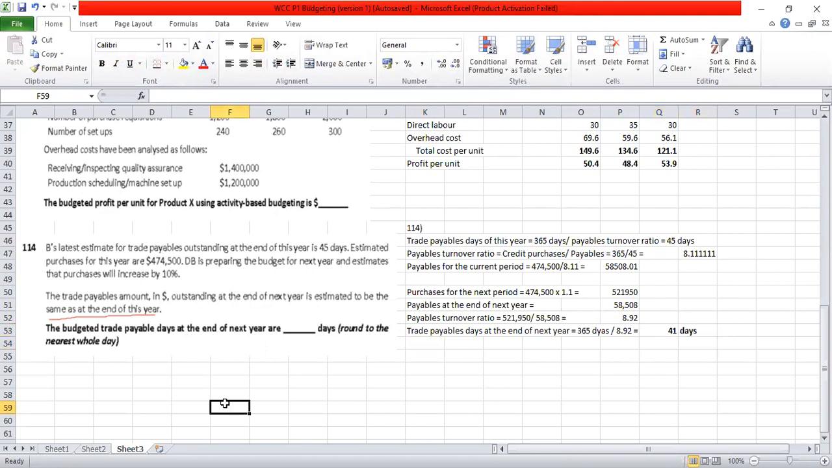The clue is this one: the trade payables amount outstanding at the end of the next year is estimated to be the same as at the end of this year. That's the clue. Just substitute and then arrive at the answer.